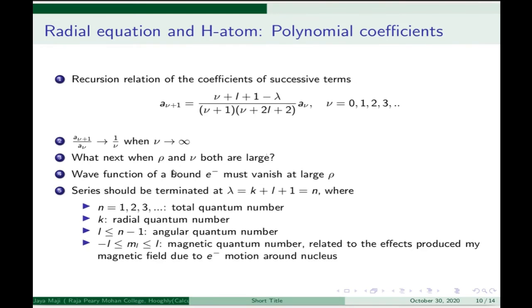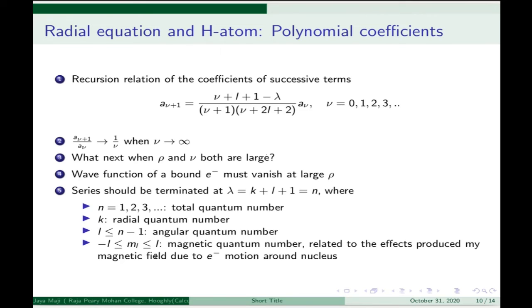So the series has to be stopped somewhere by choosing lambda equals k plus L plus 1, which can be named n and can be called the total quantum number, because n involves the radial quantum number, which is k, as well as the angular quantum number, which is L. Here the values of the total quantum number are 1, 2, 3 and so on, and the angular quantum number or the orbital quantum number runs from 0 to n minus 1, and the other quantum number, ml, the magnetic quantum number, runs from minus L to plus L.